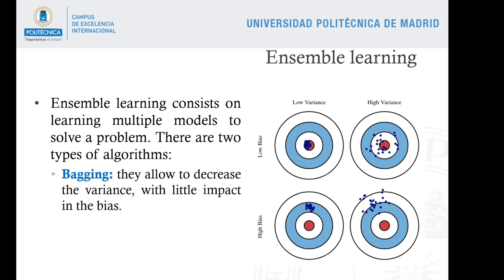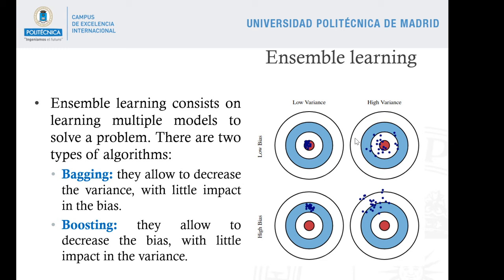So the techniques that we have with ensemble learning are bagging and boosting. Bagging algorithms allow us to decrease the variance with little impact on the bias. So with a bagging algorithm, we may help decision trees to stabilize. Boosting algorithms allow us to decrease the bias with a little impact on the variance. With boosting, we might fix this situation.